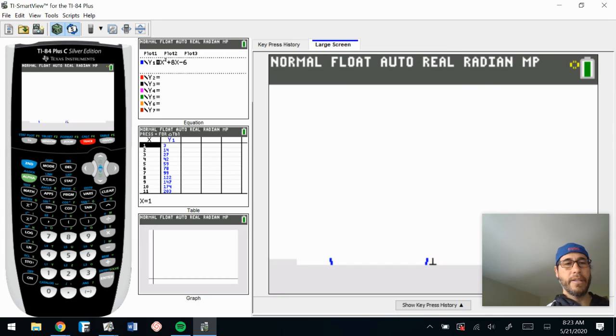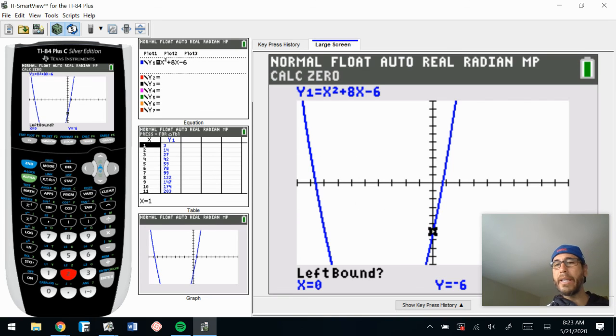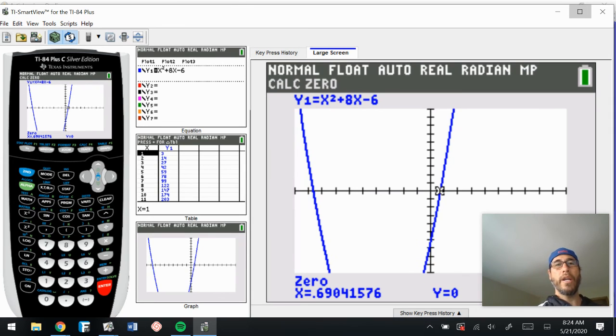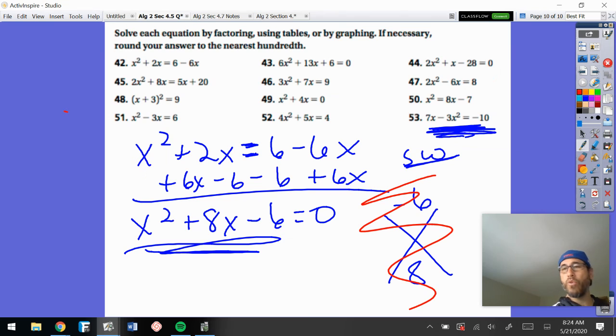We go second calc, we choose 0. And since I was not able to do that cross method, the SAT would have to let you use a calculator, which means this is going to be a decimal answer. Left 2 times, right 2 times, and it's going to give me an answer. See, x equals 0.690. And then the other one will give you a decimal too. But I'm not going to waste your time doing that. You guys are more than capable.